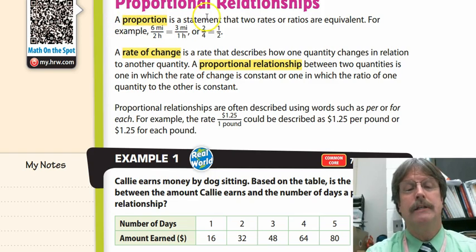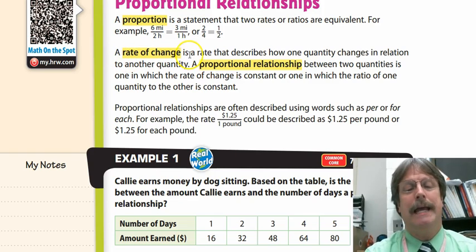So proportional relationship is a statement that two rates or ratios are equivalent. So if we look here, we have 6 miles over 2 hours, and if we reduce those, if you think about fractions and simplifying or reducing the fraction, that's what you're doing. So you take this, you simplify it, 6 divided by 2, that gives us 3 over 1. We talked about that in 4.1.